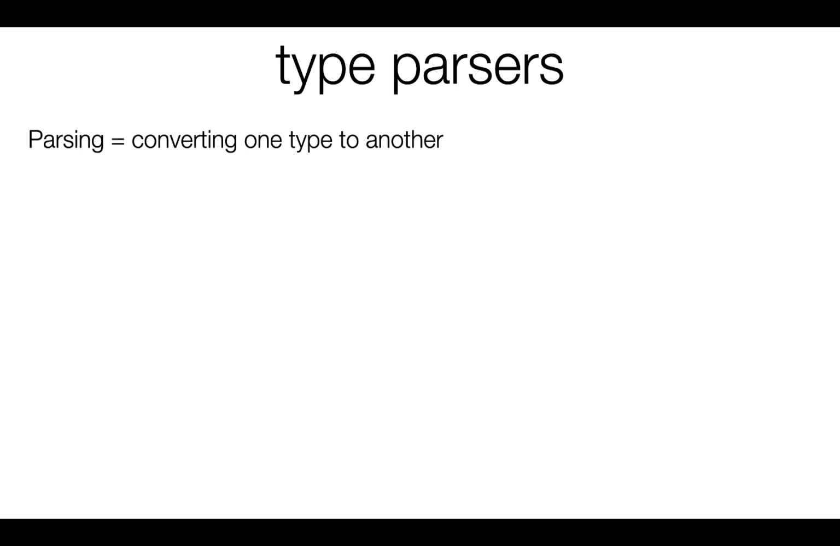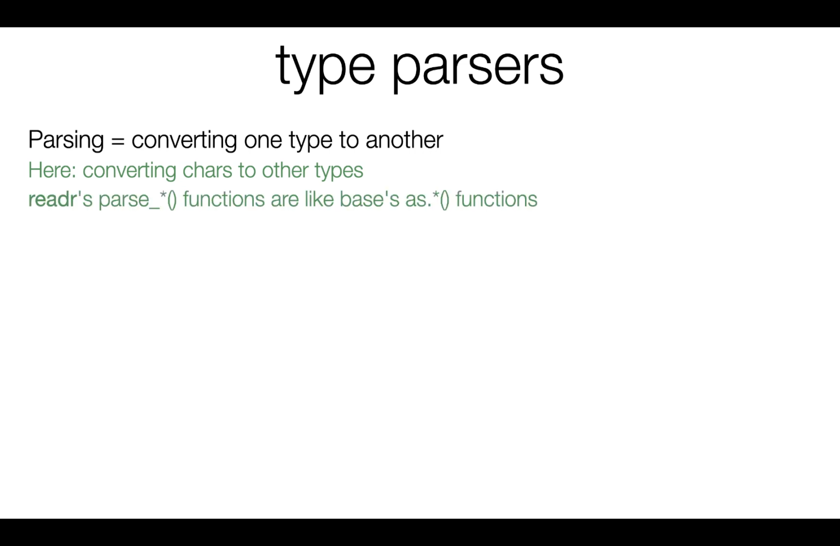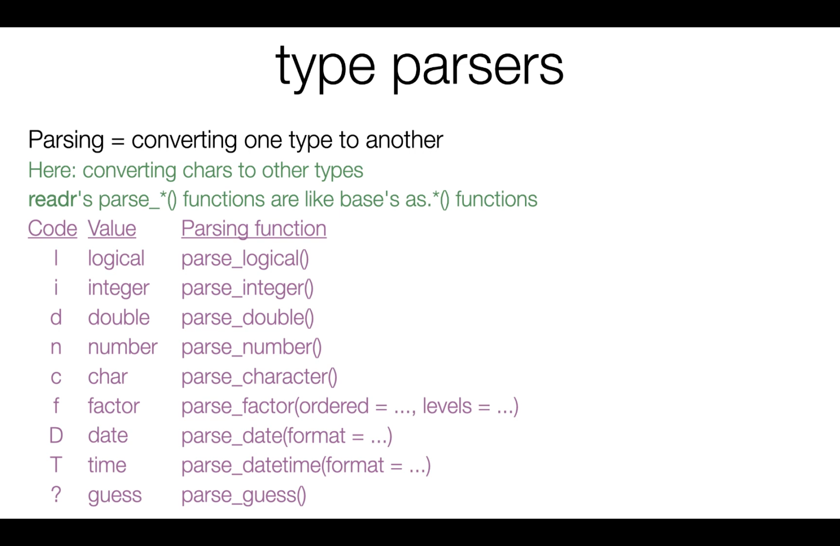Next, we'll talk about type parsers in readr. Remember, parsing is that idea of converting one type to another, and in CSVs, they're all characters. So you're always converting characters to other types, okay? readr's parse functions are very much like base's as dot functions. So, parse_number is like as.numeric, roughly speaking, okay? If we wanted to look at the table of all of them, this is an augmented table from the one that we saw before, and it has all of the functions you may be interested in.